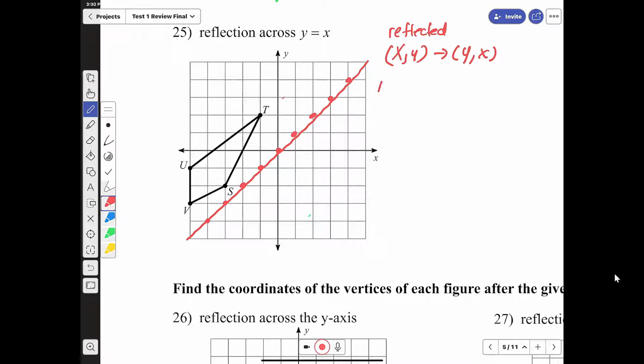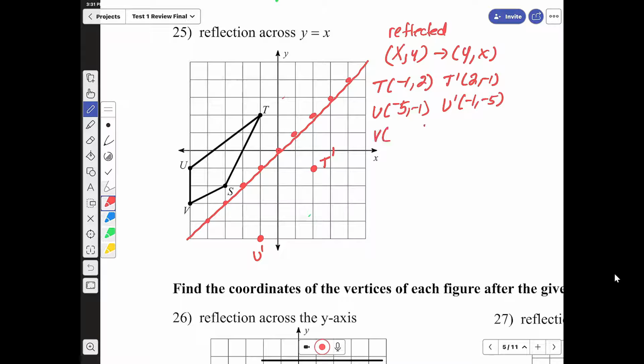So for example, T is negative 1, 2. So T prime will be 2, negative 1. 2, negative 1, so that's T prime. U is negative 1, negative 5. So U prime will be negative 5, negative 1. So negative 5, 1, 2, 3, 4, 5, negative 1. So that's U prime.